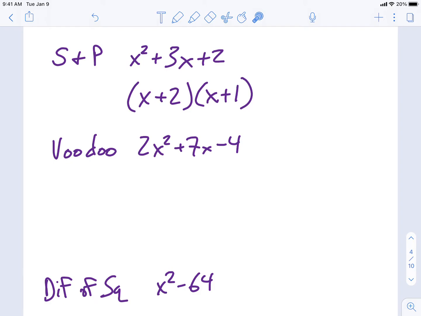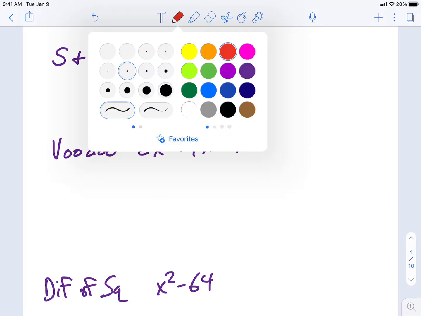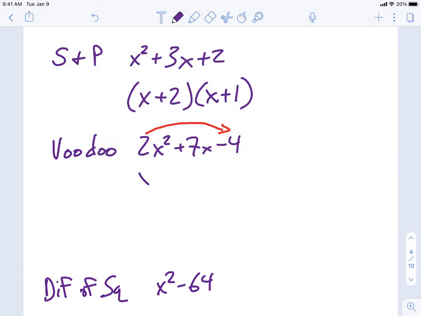The voodoo method factoring. Now this one's a little more complicated because of the 2 that's in front. So if we start by multiplying the 2 over here to the 4, that's going to give us x squared plus 7x minus 8. Now we can approach this like sum and product factoring.